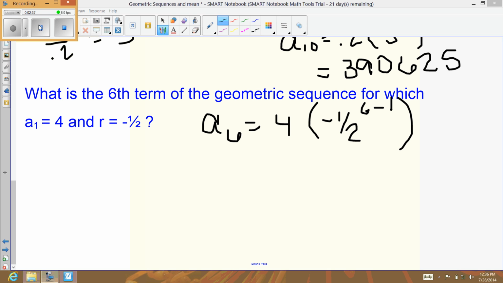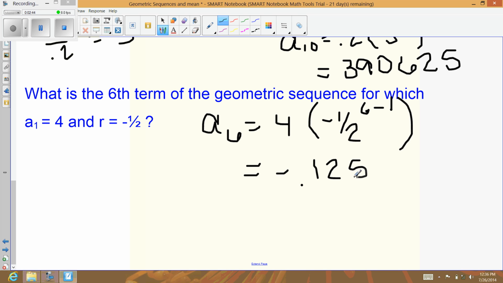You type that in your calculator, and you get negative 0.125. And then if you use the math, enter, alpha equals key, you get negative 1/8. So either one of those could be your multiple choice answers. Just be careful, look to see what you have, and answer it correctly.